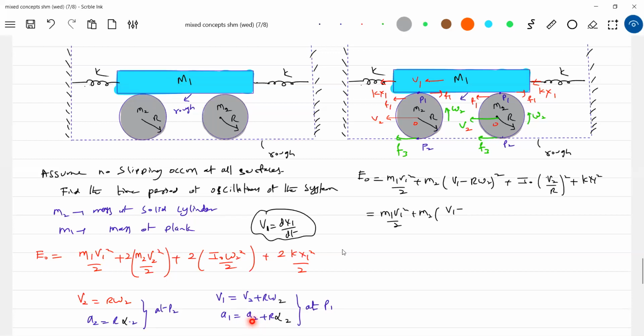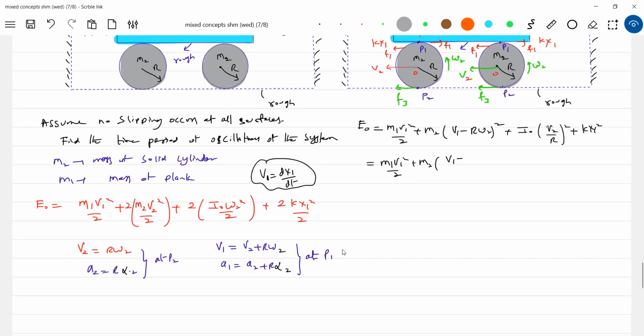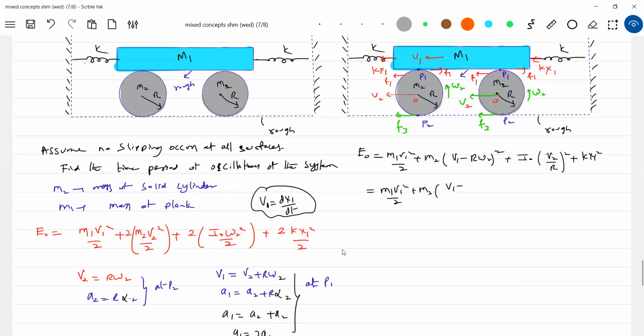We need one more constraint equation. I'll simplify. I got it. Now this will be A2 equal to... I think this is what we were missing. So I'll substitute this R alpha 2 as A2, then we'll get this relationship. Now it will be very easy to replace here. So similarly, V1 equal to V2.